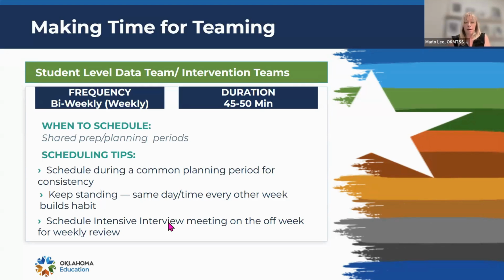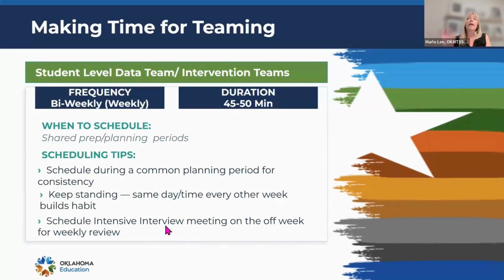Keeping a standing same day and time every other week builds a habit. And that also helps teachers know when to progress monitor. So if they know, oh, hey, on Thursday I have my data meeting, I need to make sure I have all my students progress monitored by the day before, so that reports can be run.